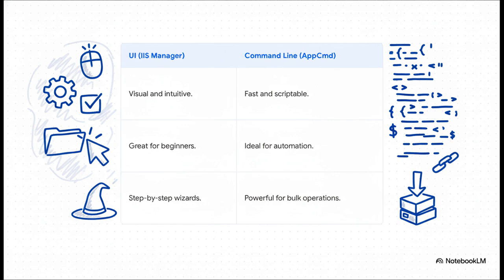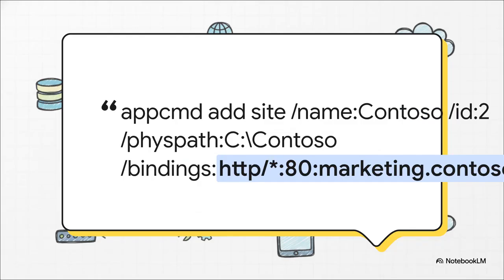Now, it's important to note there are two ways to do all of this. You've got the visual, click-around way with the IIS Manager, which is perfect when you're starting out. But then you've got the command line, using a tool called appcmd. And that's where the real power for automation and scripting comes in. And this is what that looks like. In one single line of text, you can tell IIS everything it needs to know. The name of the site, where the files are, and the exact binding with the host header. You can imagine how easy it would be to write a script that creates 50 websites in the blink of an eye. That's efficiency.